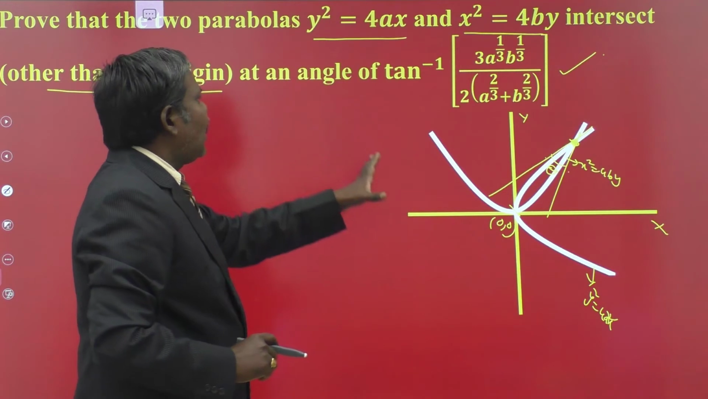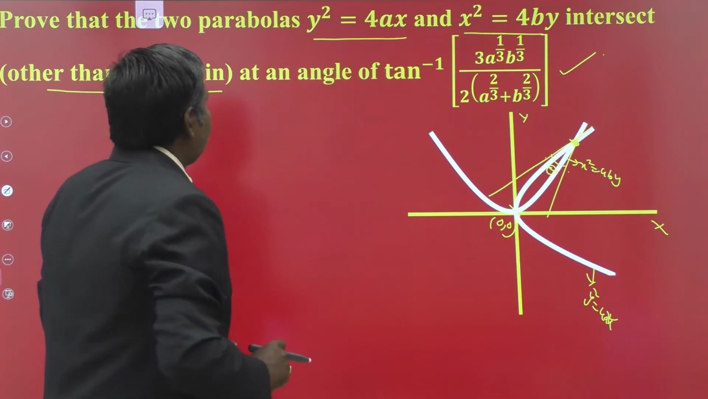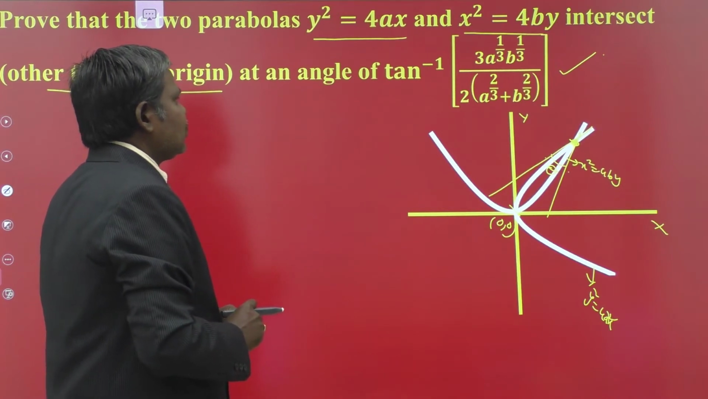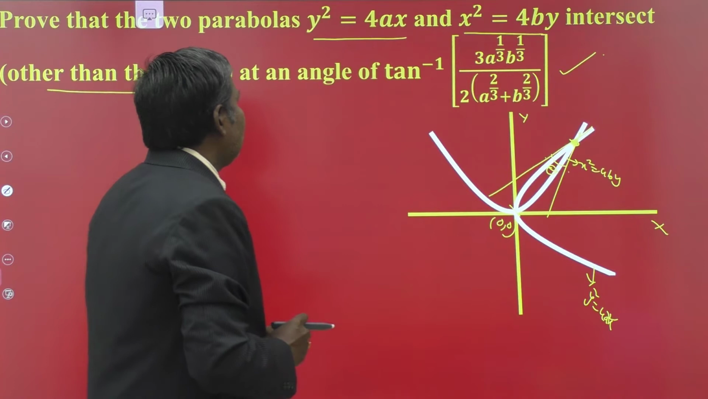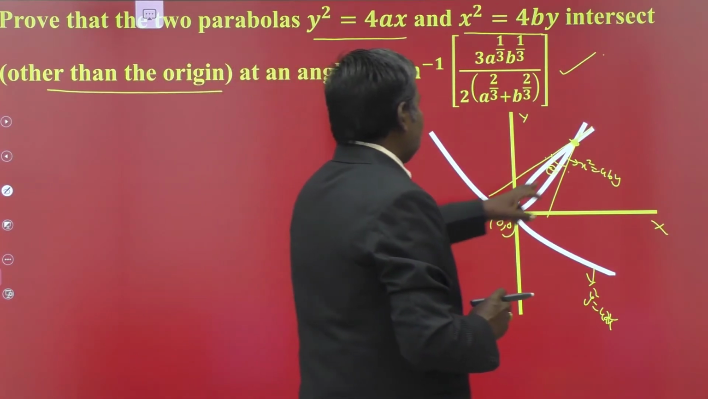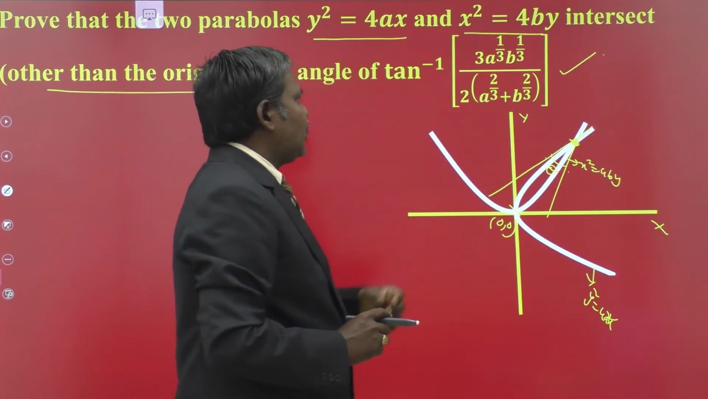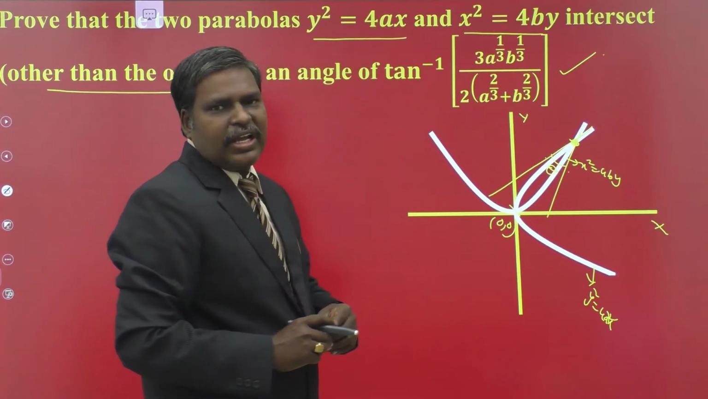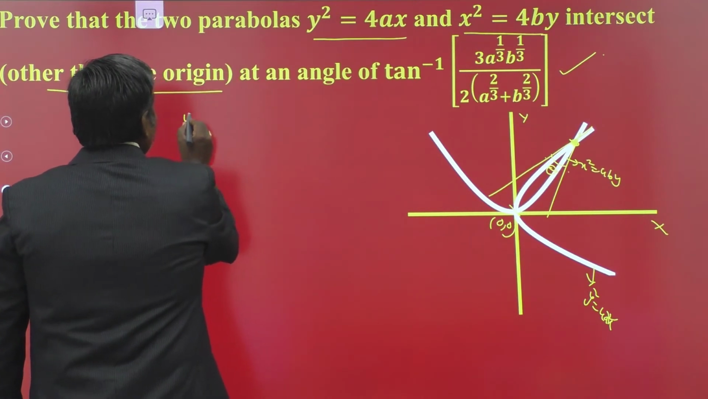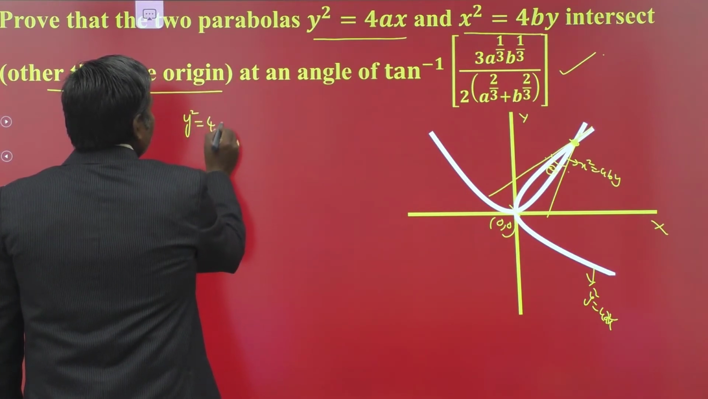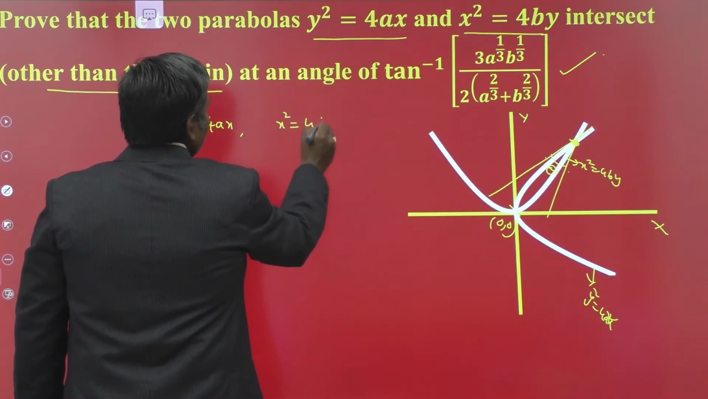So I proceed as follows. y square is equal to 4ax and x square is equal to 4by are the two curves. First find the slopes of the tangents at their point of intersection. There is no point of intersection in my hand, so first of all I would like to find the point of intersection. What are the curves, my dears? This is y square is equal to 4ax and another one is x square is equal to 4by.